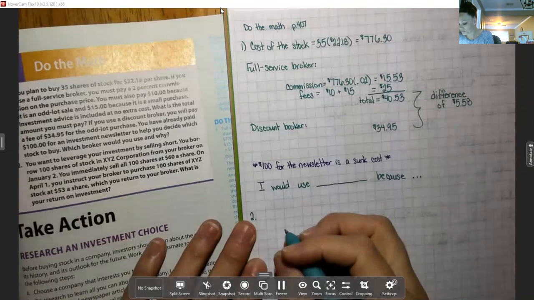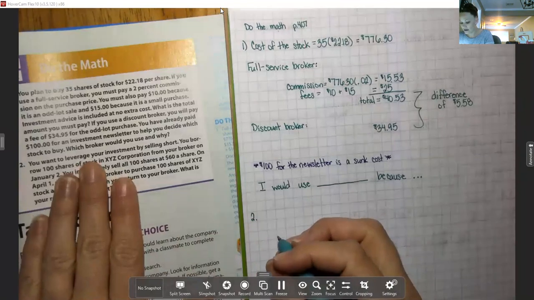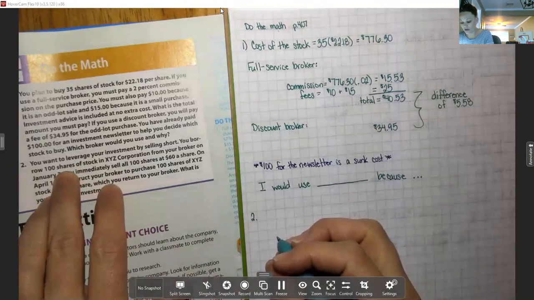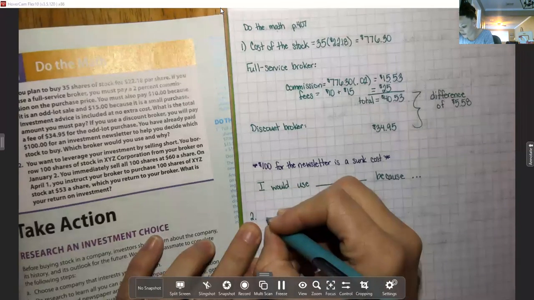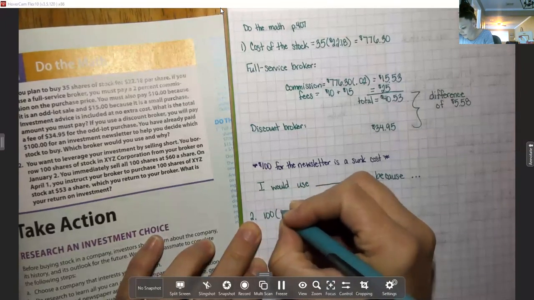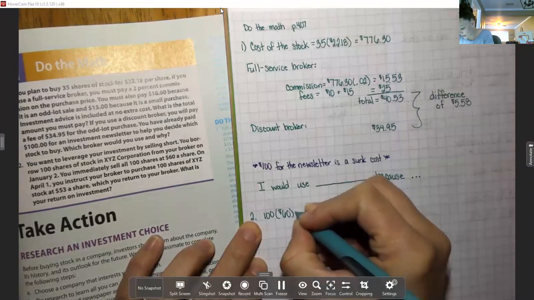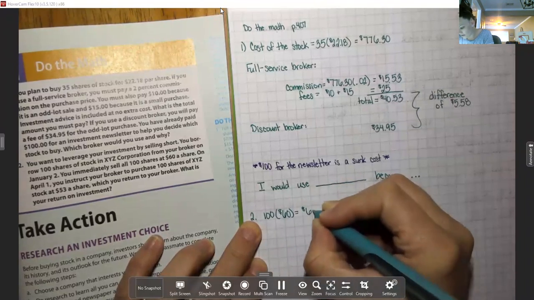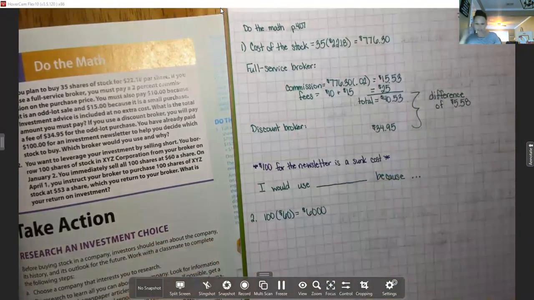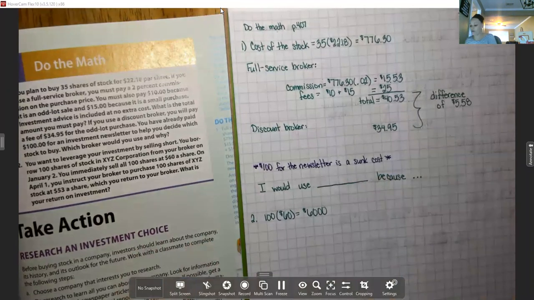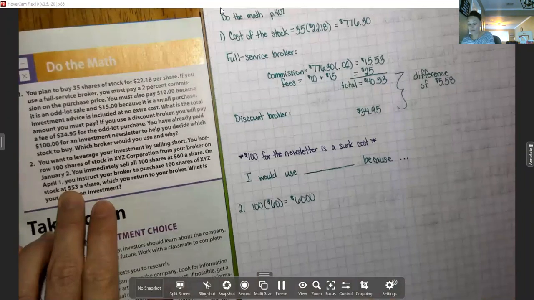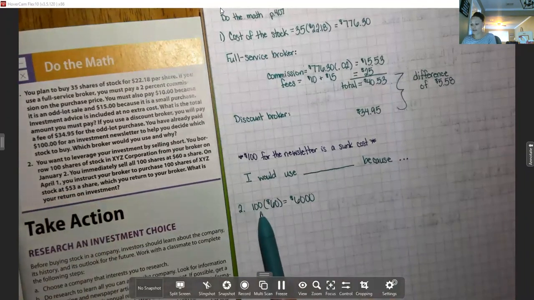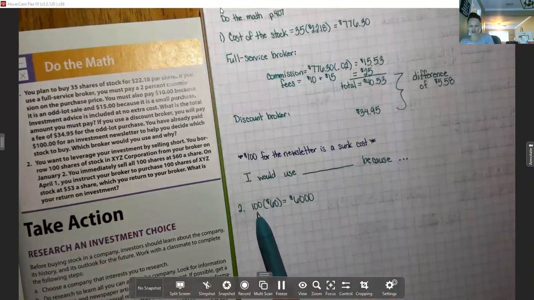So let's see. On January 2nd, you get 100 shares and you sell them for $60. So 100 times $60 is $6,000. So that's how much money you're going to make by selling those. But remember, your broker, they gave you these 100 shares. They let you borrow these. So you have to give them back.